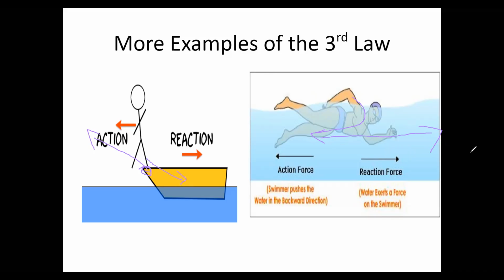This is what allows you to swim from one end of the pool to the other, because the action of you pushing the water backwards with your arm causes the reaction of you going forward through the water and across the pool. So an action results in an equal and opposite reaction.